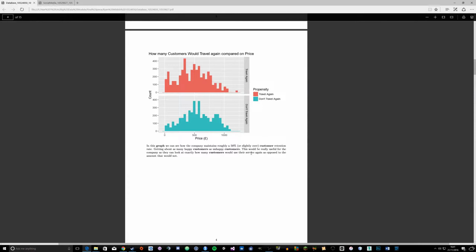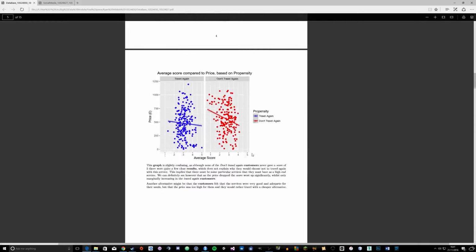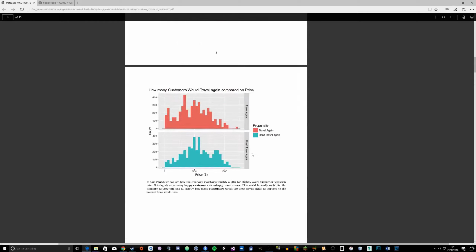Then we move on to, is this the same one? I believe it is actually the same one. So this one is how many customers would travel again compared to price.